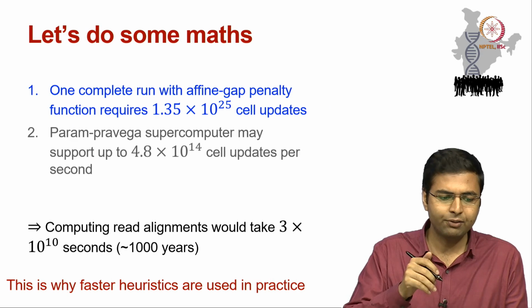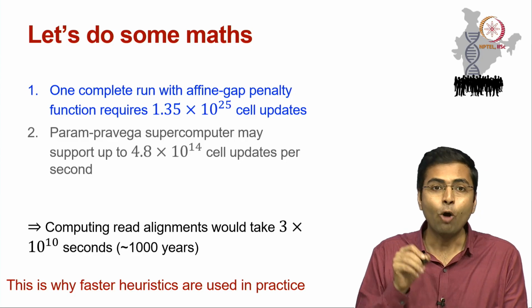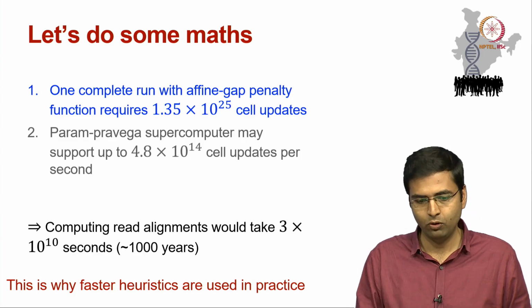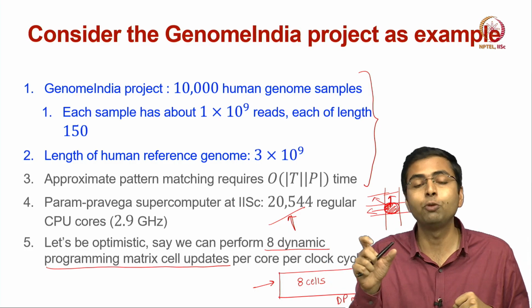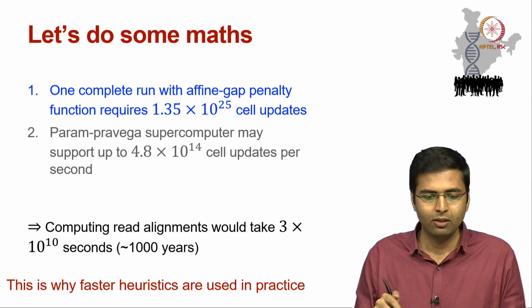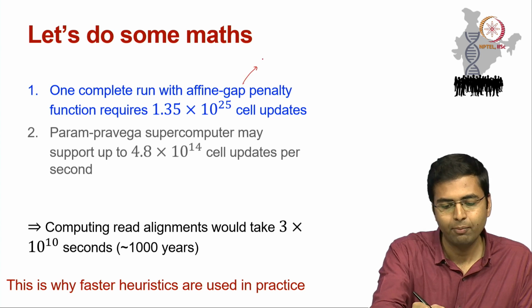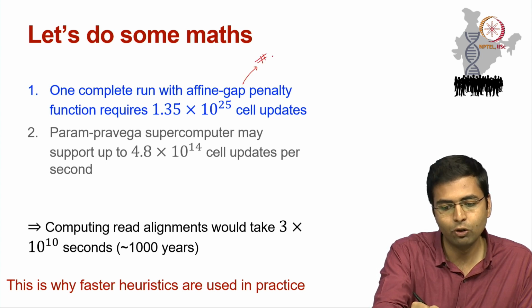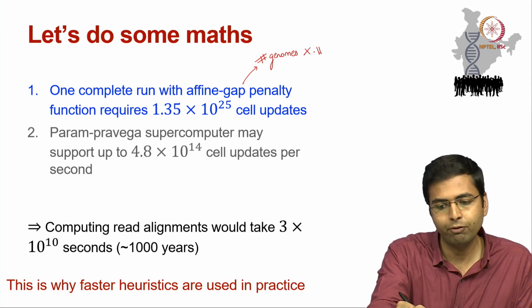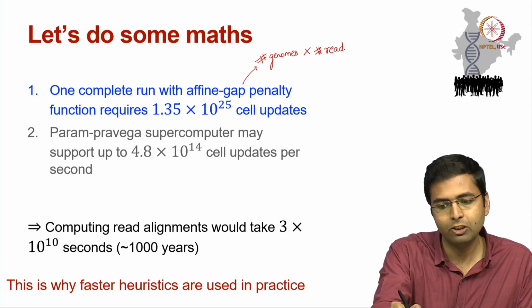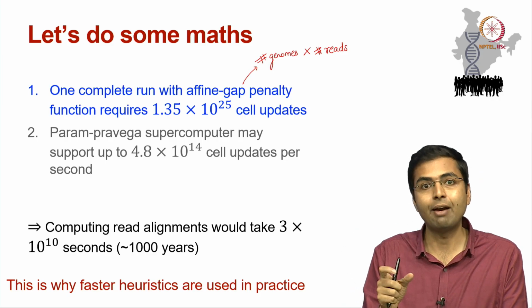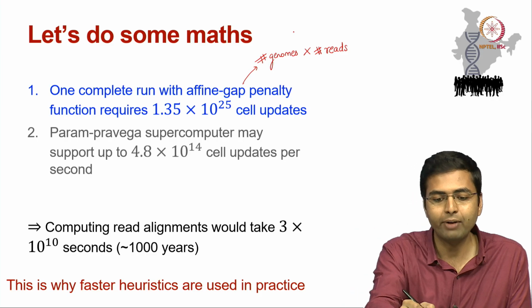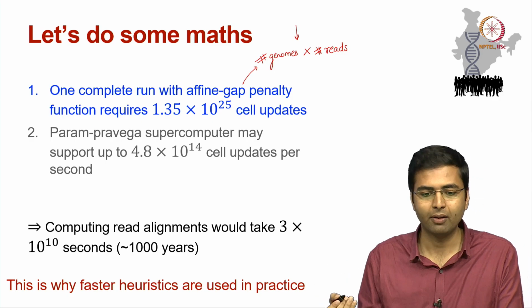Let us first of all look at how many cell updates we have to do for all 10,000 human genomes and for all billion reads of each human genome. For that we have to look at the number of genomes times the number of reads in each genome, because those many dynamic programming tables will have to be solved.